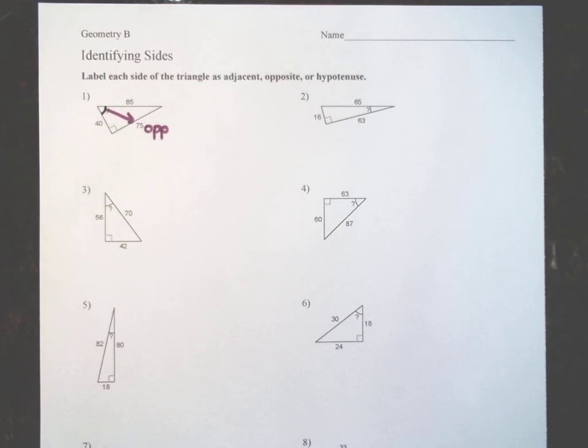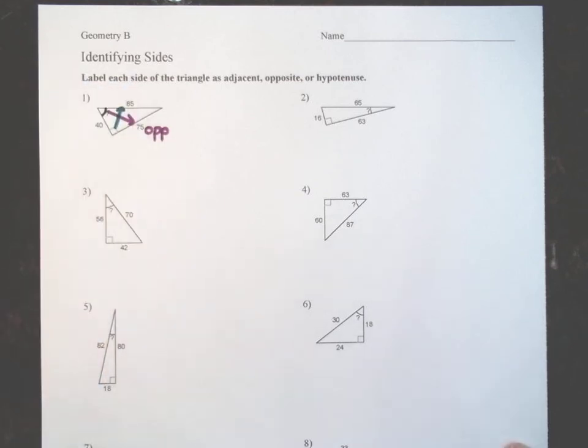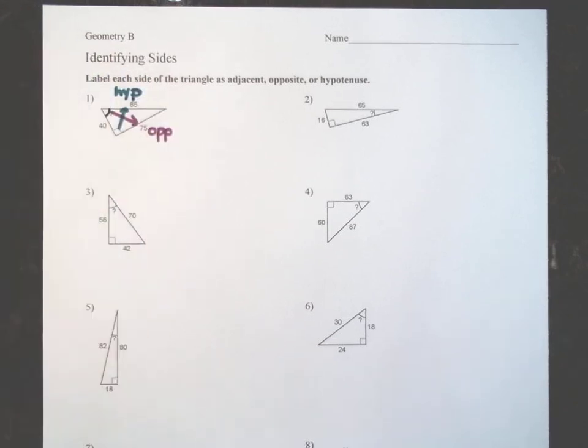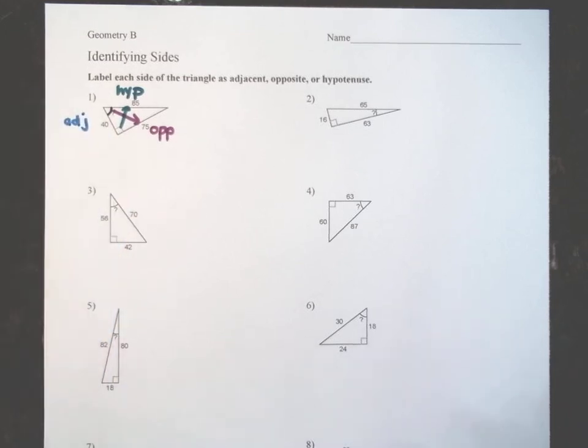And then we want to label the hypotenuse. So that's our longest side, or the side across from our 90-degree angle. That's our hypotenuse. And then the last side we have left is the adjacent side.